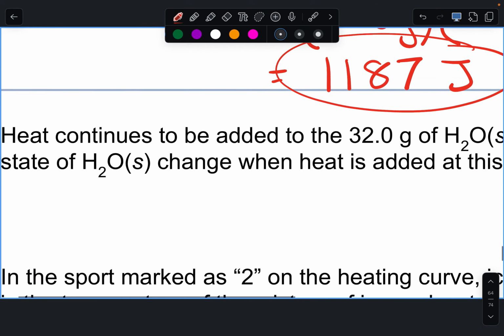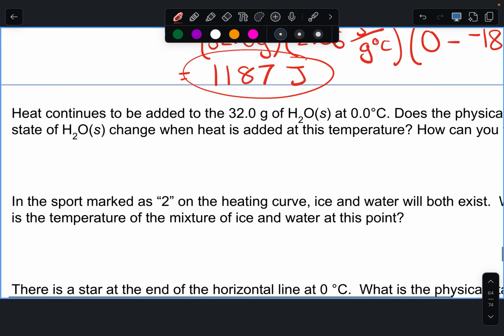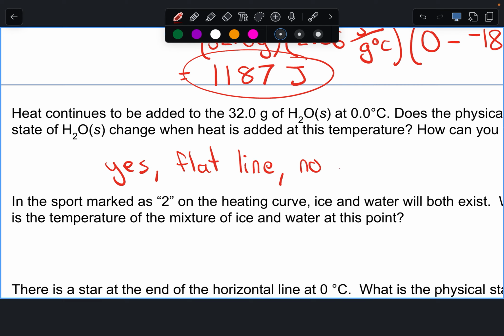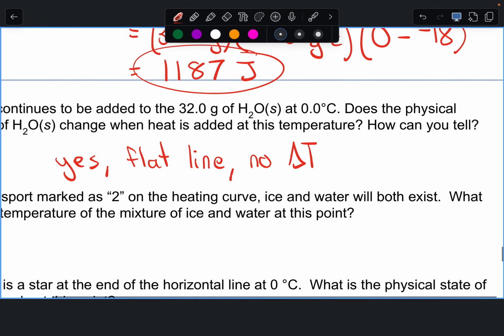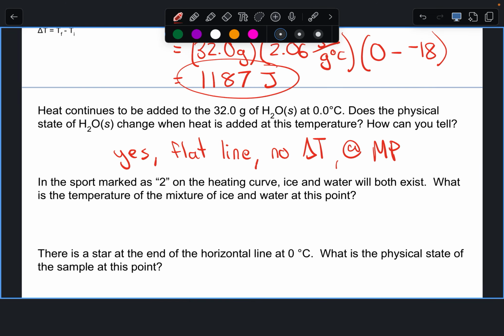So yes: flat line, no change in temperature, and we are at the melting point. That's another good indicator.